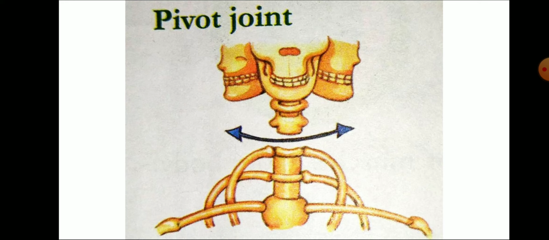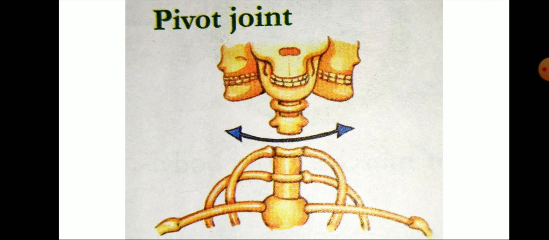The skeletal part of the torso and head is given here. A blue arrow mark is there, which indicates this direction. Move your head so that you will understand what a pivot joint is. Move your head to the left and right, up and down. So this is the pivot joint.